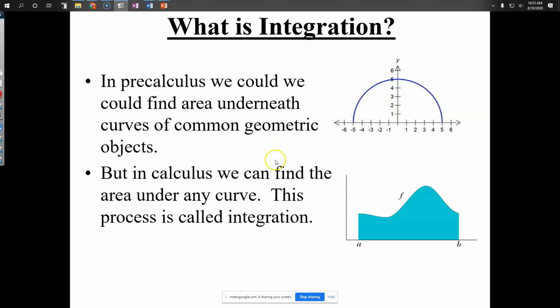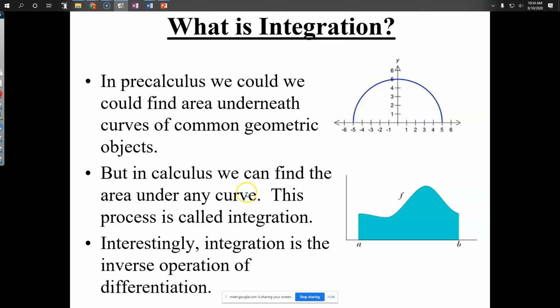But in calculus, we can find area under weird-looking shapes like this. So long as we know the equation of the function, we can actually find weird-looking areas like that. And that's what integration helps us do. Integration does a little bit more than that, but I think that's the easiest way to think about it for now.